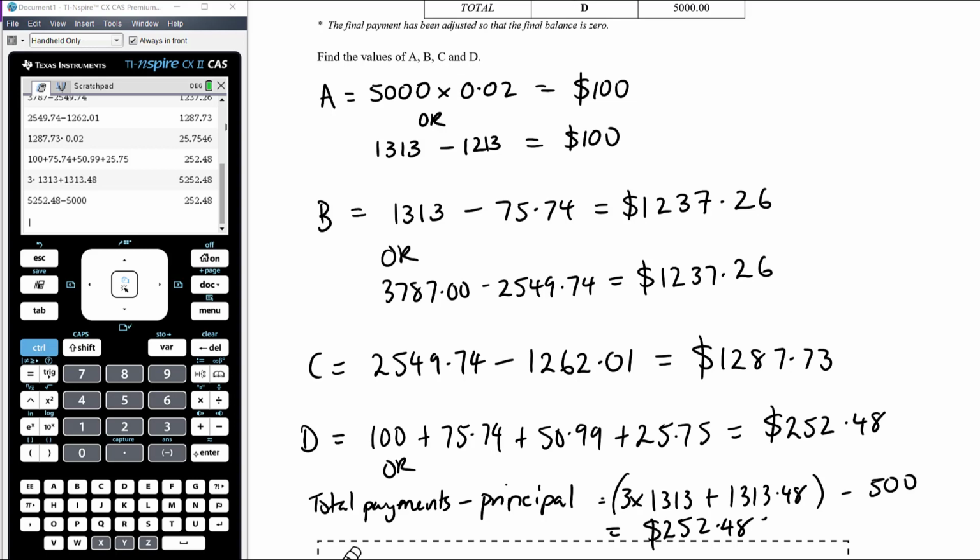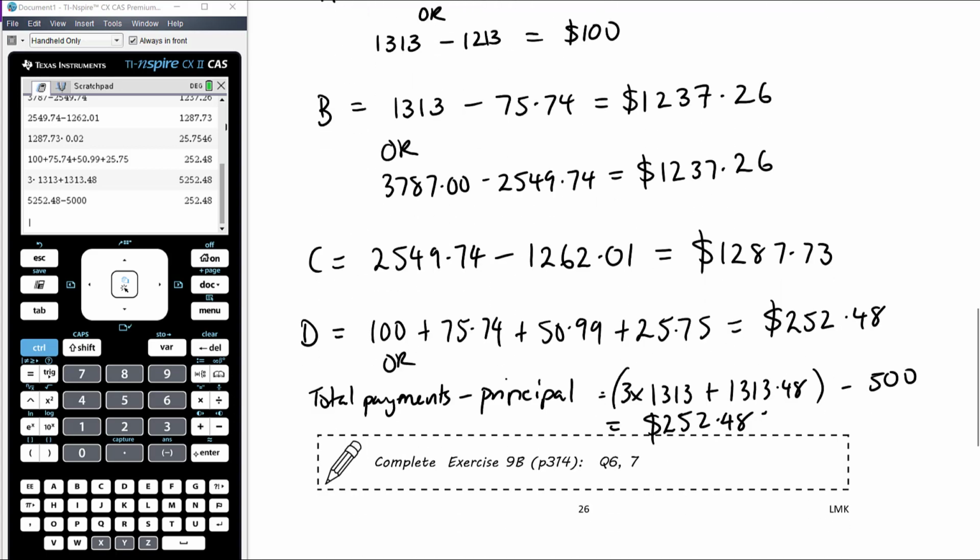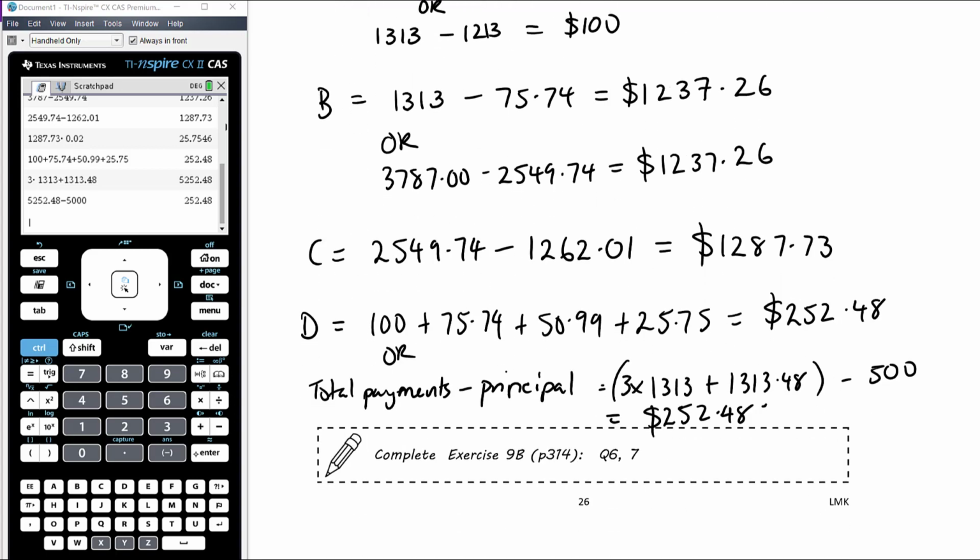So there's always going to be more than one way to work through the amortisation table to find an unknown value, okay? But it's about understanding what those values are and how to find the required value that you need. Alright, so the work today is 2 questions from exercise 9B.